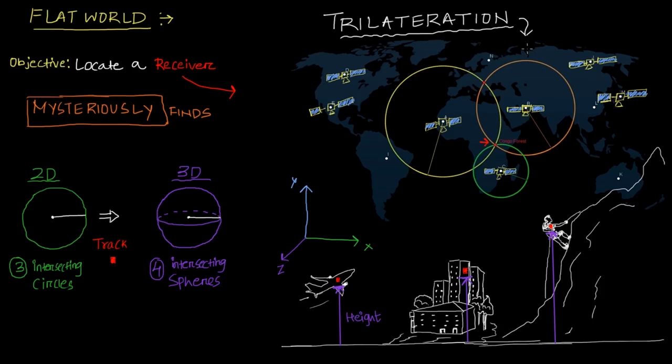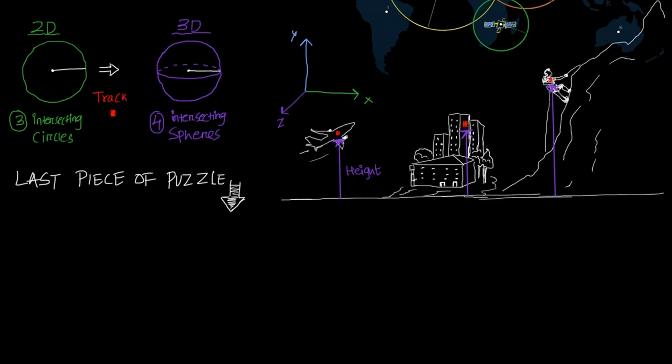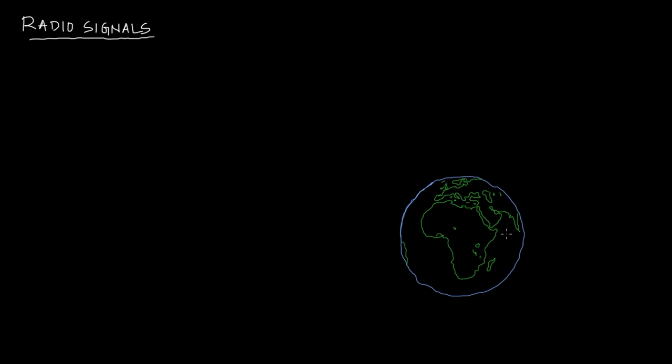Well, one last thing, the mystery part. Remember, "somehow mysteriously finds"? So, the mystery is, how does each of these stations, or each of these satellites, find the distance of the receiver from its position? That's the last piece of the puzzle, and the answer to that puzzle is radio signals. Let me first draw a planet Earth and a sample satellite here. Let us first think about a radio tower. We all have seen it.